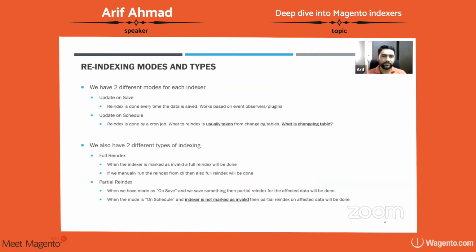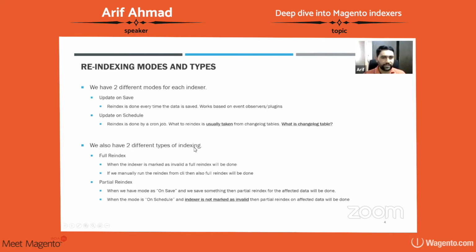Now, what happens for that? The data is, I have underscored this thing, you can see this is usually taken, so I will explain it a bit more as we move forward. What to reindex is usually taken from the changelog tables. Again, what is a changelog table? We will see in the future slides. So I have just underscored these things.